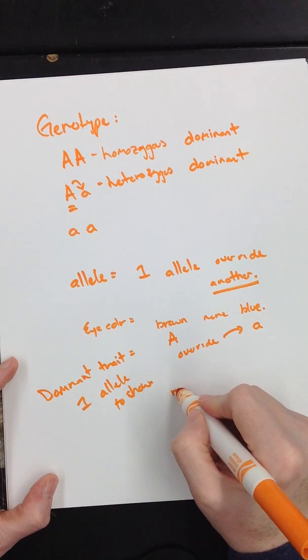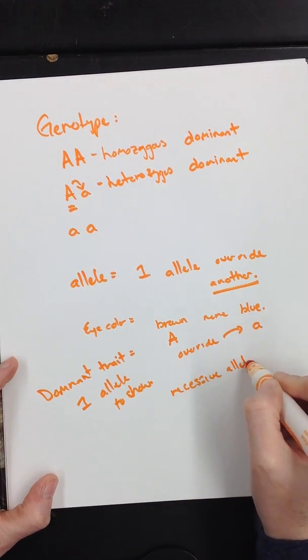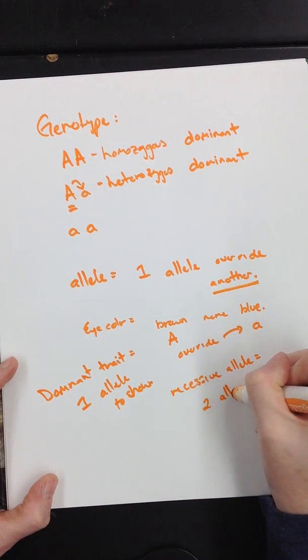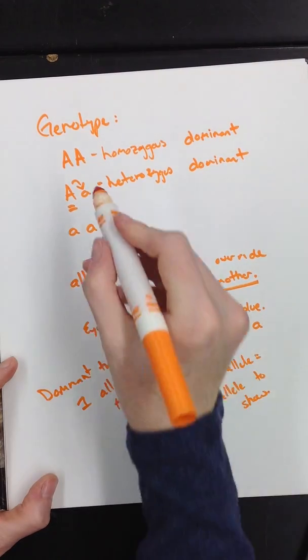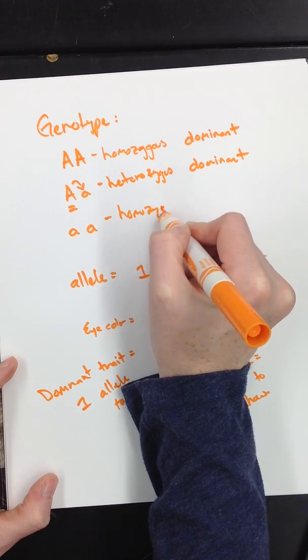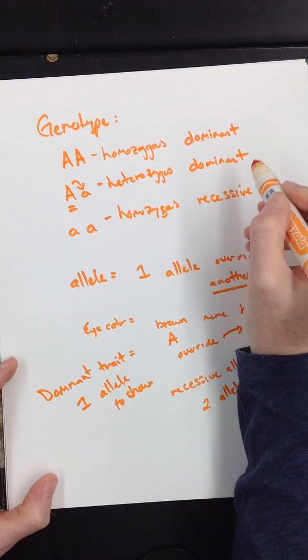But then, when we talk about recessive alleles, so recessive traits, that means you need 2 of the alleles to show it. And so down here, even though they're homozygous, this is going to show my recessive trait.